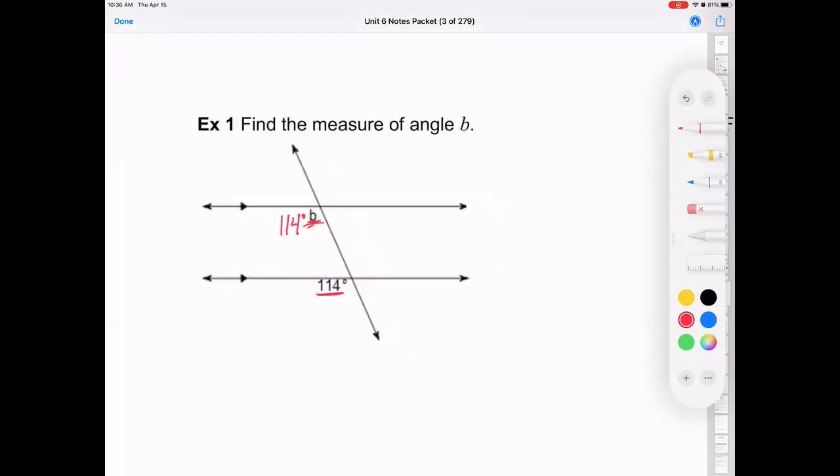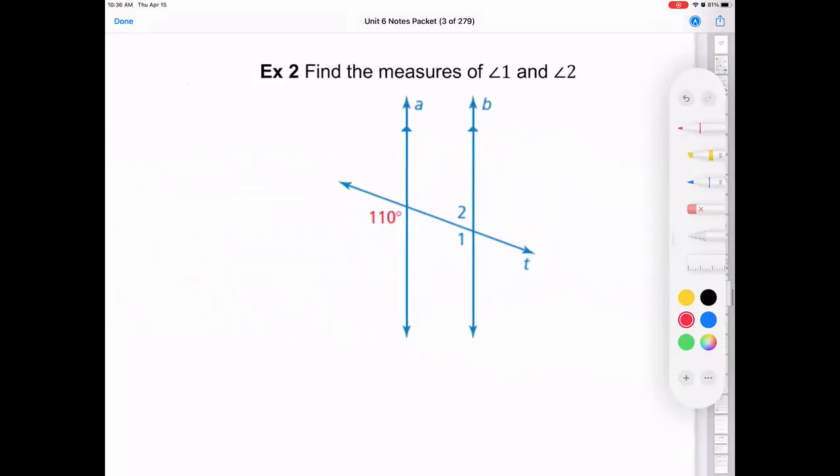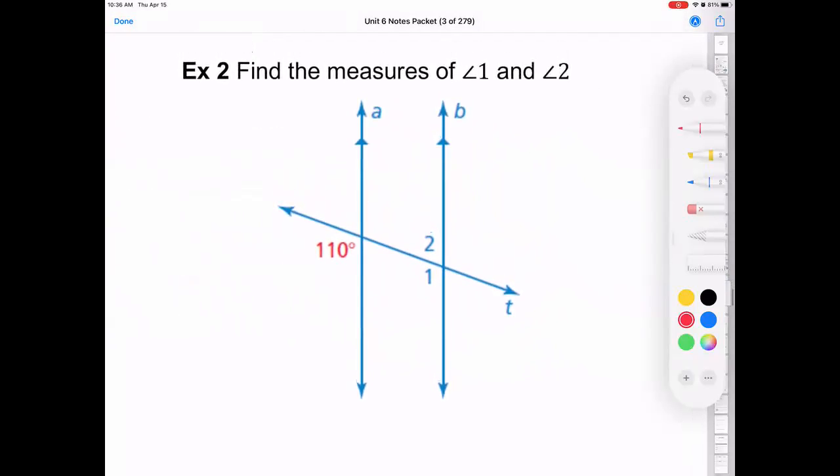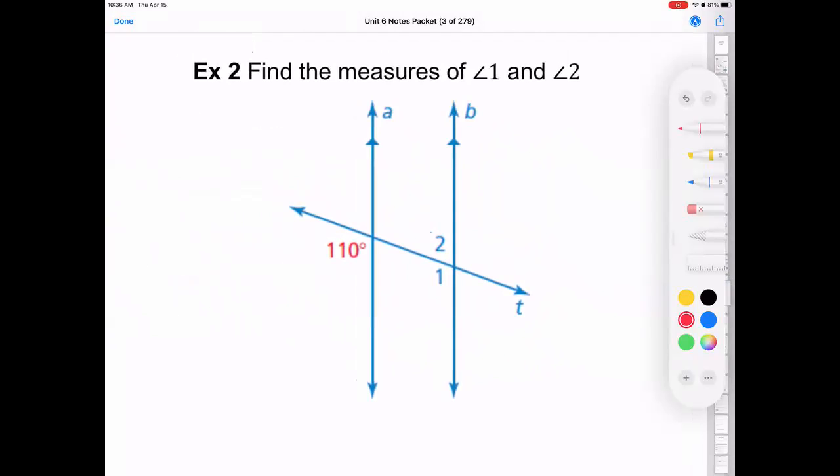All right, moving on to example 2. This is where they start to spice things up a little bit. Where they say, okay, now find the measure of angles 1 and 2. Well, what would you do first to figure out your angles? Go ahead, pause the video, think about it. Awesome job to those individuals walking us through it. Because angle 1 is a corresponding angle, this must also be 110 degrees. Again, one's on the inside of the parallel lines, one's on the outside, and they're in that same position type.